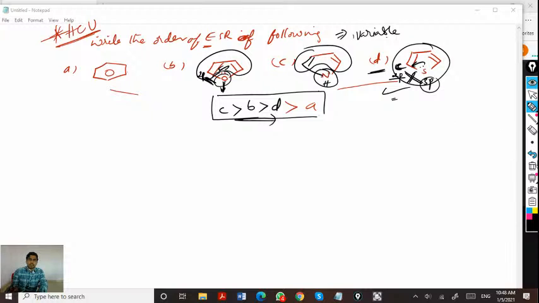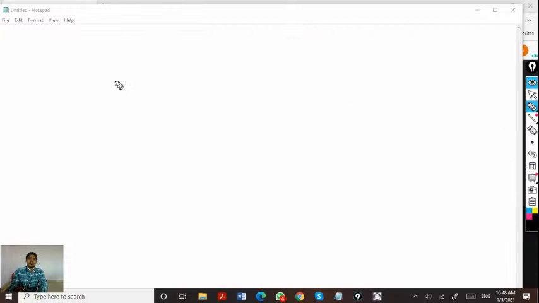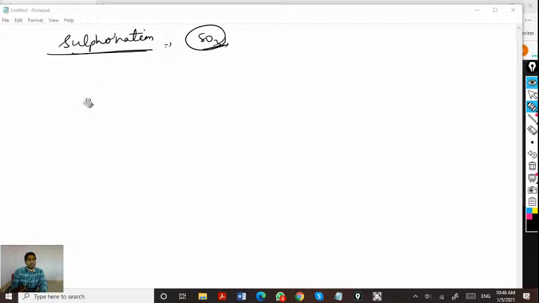So the next reaction is sulfonation, which is also an electrophilic substitution reaction. So what is sulfonation? Addition of an SO3H group is called sulfonation. For sulfonation, we are going to take benzene as the starting material and 2 moles of H2SO4 as the sulfonating agent. So why 2 moles?